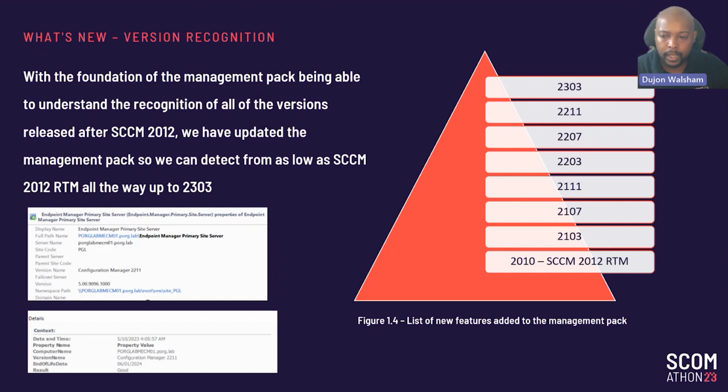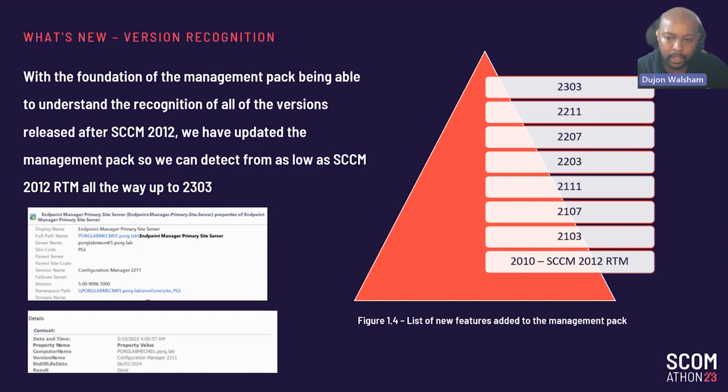So the screenshots of the primary site, just as an example, you've got things here like the server name, site code. If you also notice, we also have the parent server and the parent site code. So this also relates to the central administration site class. When you do have a CAS server that exists in your environment, then these particular properties here will also be populated. And the same goes for the failover server property, which we see is also blank.